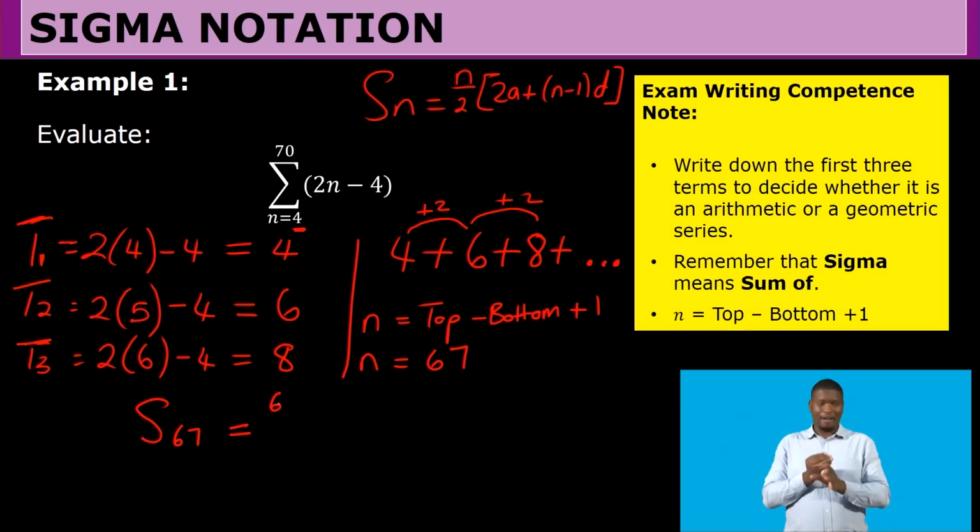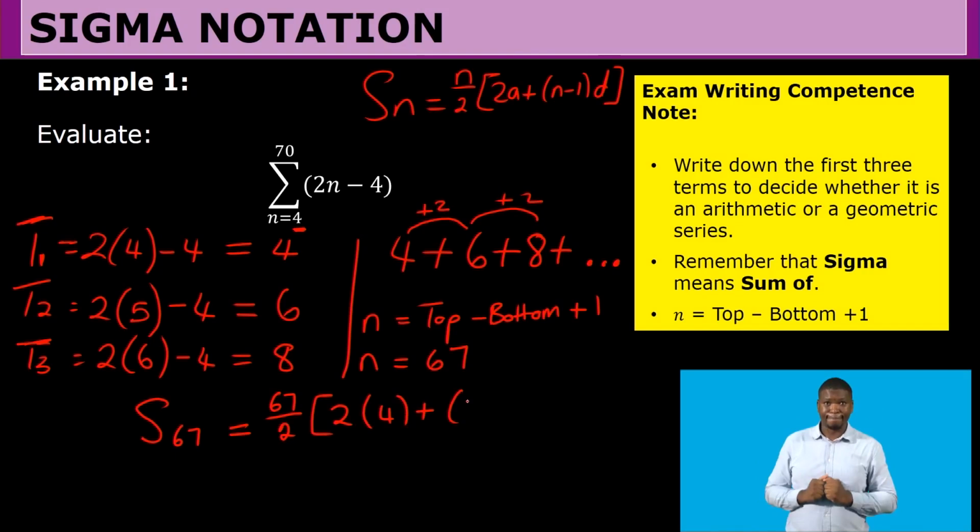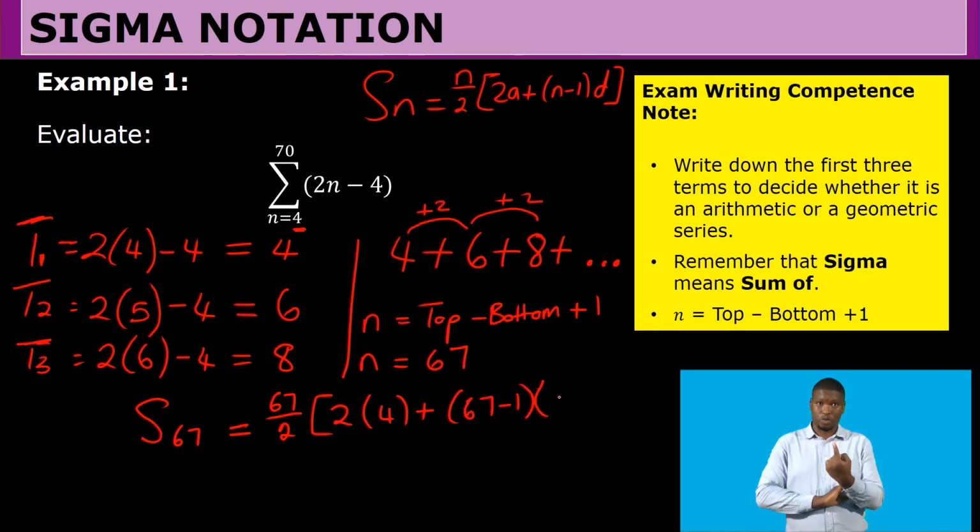So that is going to be 67, since as well we know the number of terms is 67. So 67 divided by 2, and we're going to substitute all those values. The first term is 4. The number of terms is 67. We are going to subtract 1, and our common difference there is a 2.